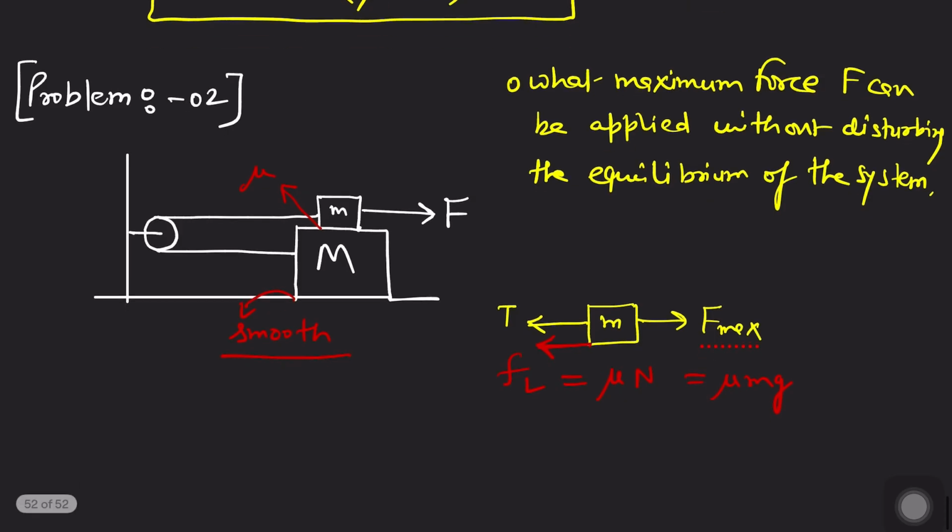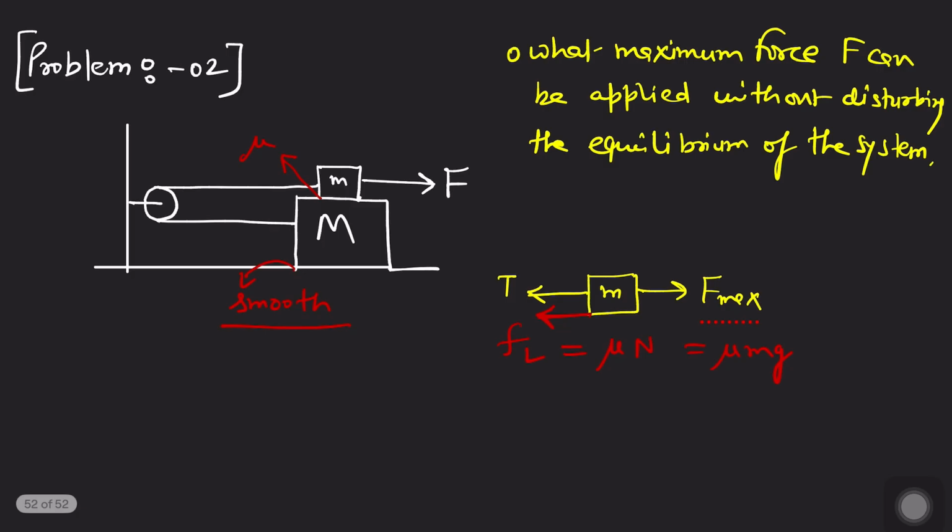I hope you understood. So F limiting will be mu N, that is equal to mu mg. Because the equilibrium is not getting disturbed, the net force on the small m should be 0 and on the capital M should also be 0. Let me write down the force equation for the smaller block first. F max should be equal to tension plus mu into small m into g. That is equation number 1.